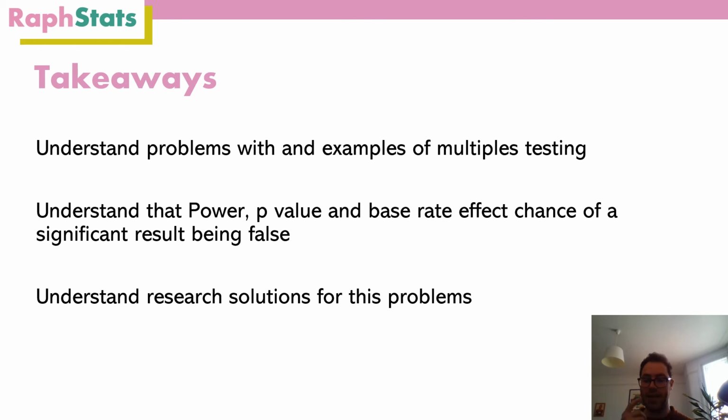So what are our takeaways overall from this section of the lecture? Well, hopefully you understand problems with and examples of multiple testing and why that can change our interpretations of a test and mean that results we get aren't valid. Hopefully you understand that power, p-values, and base rate can affect the chance of a result being wrong, which is not what the p-value represents, but the p-value affects it. You see that result, is it right or wrong? And hopefully you understand some research-based solutions and how to implement them in order to stop these problems.